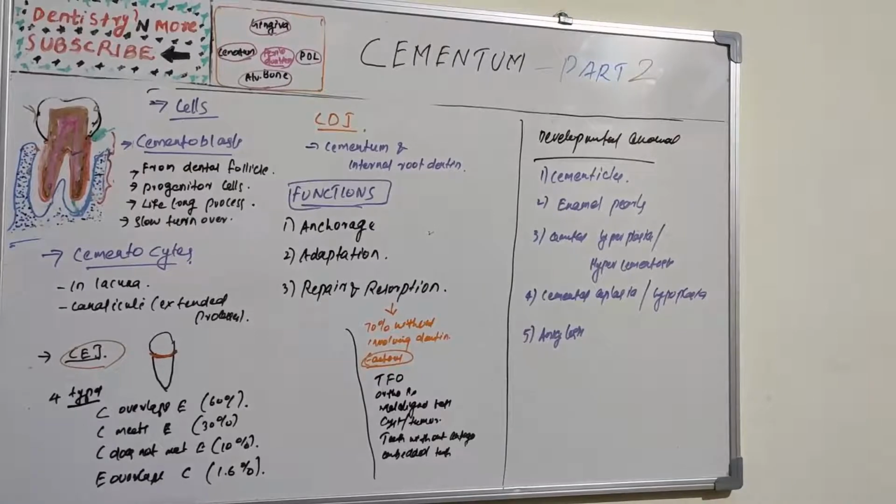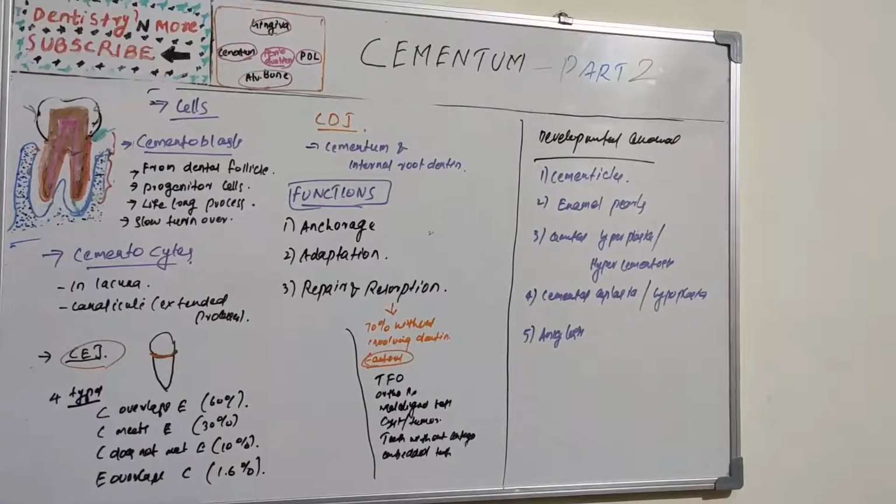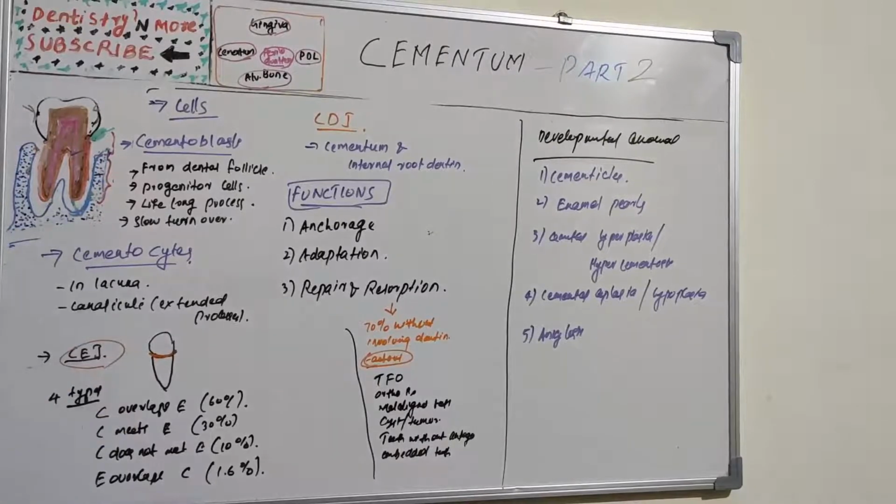Cementocytes are seen in lacunae, and the channels in which their processes extend are known as canaliculi. So canaliculi are the extended processes. The central cell mass may appear round or oval, measuring 8 to 15 micrometers, and the cytoplasm is palely basophilic. It has a central nucleus with basophilic cytoplasm.